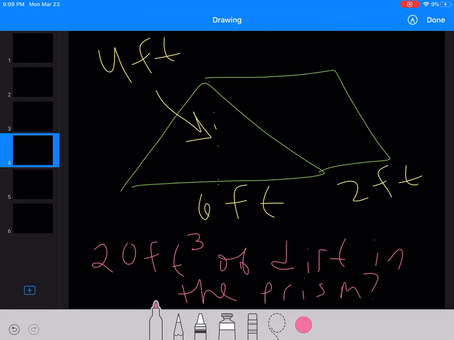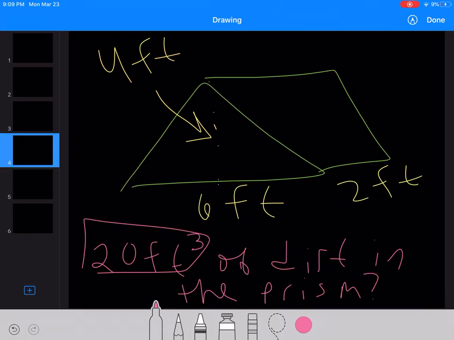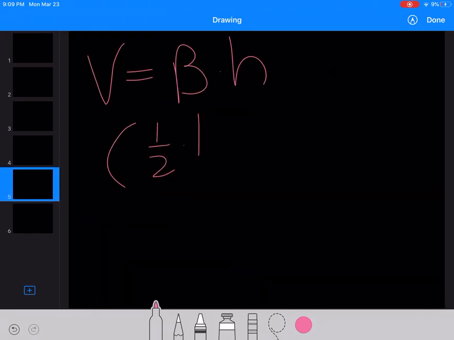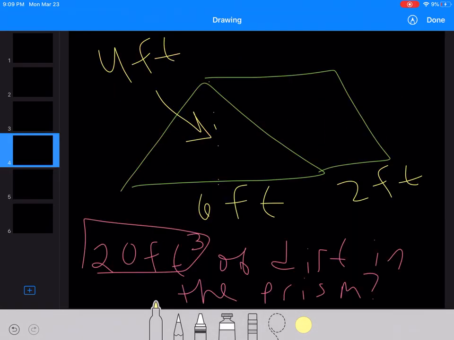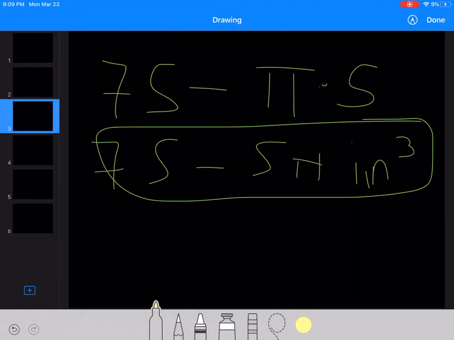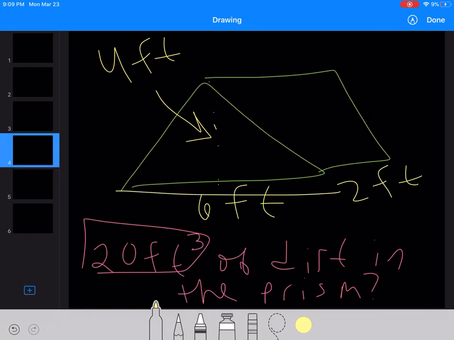Okay, so all we have to do is find the volume of this prism and see if that 20 feet cubed will fit in there. So remember, the volume is capital B times H. Capital B is the area of the base, which in this case is a triangle, so it's 1/2 base times height, times H, which is the height of the prism. So 1/2, the base is 6, and the height of the triangle is 4, and the height of the prism is 2.